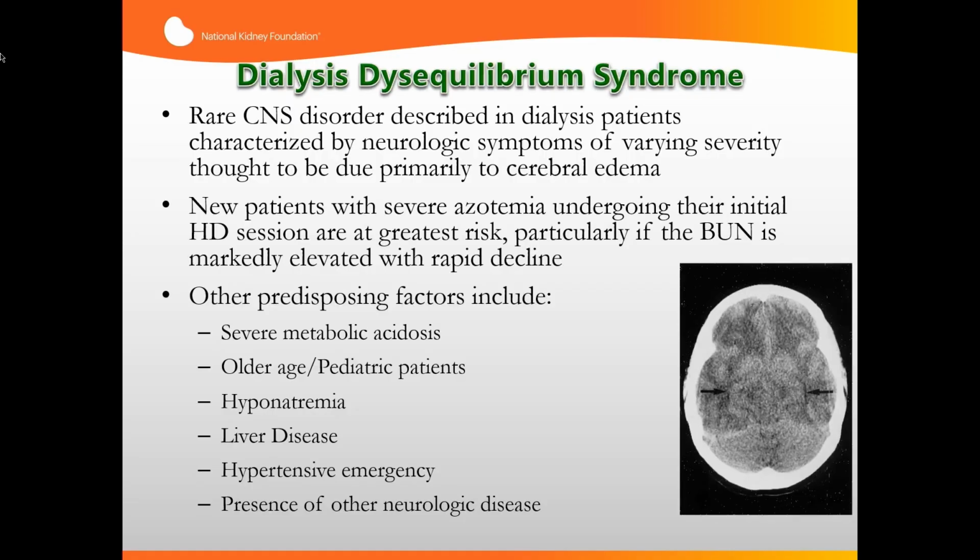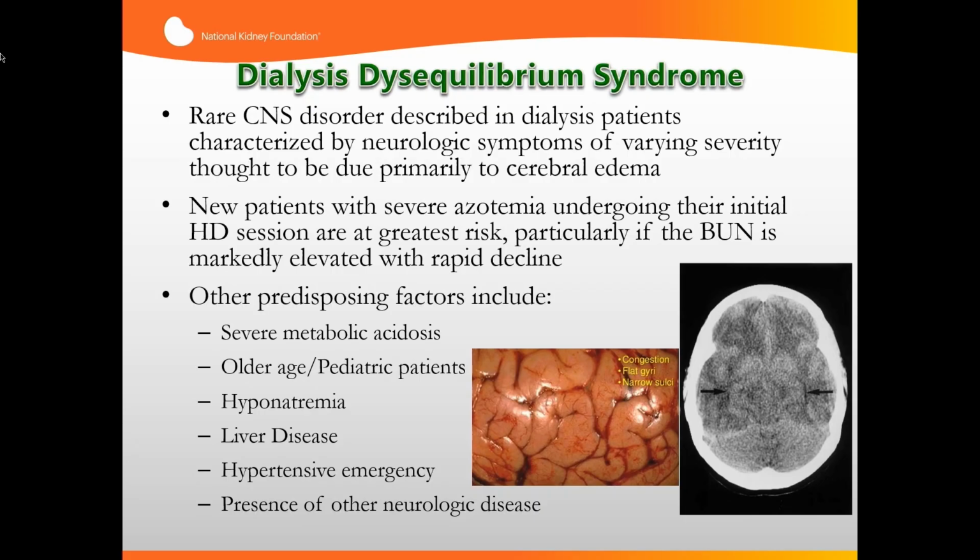So if you do a CT scan on these patients, this is what you will see. You will see that there is overall loss of the basal cisterns and loss of the gray and white matter differentiation and just overall global hypoxic changes. Now, granted, this is a severe case of dialysis disequilibrium, but at autopsy, you will see that there's a lot of congestion in the brain, and there are very flat gyri, and the sulci are very narrow.